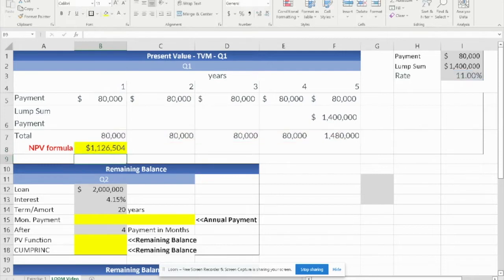And your answer is a net present value of receiving $80,000 a year for 5 years with a lump sum payment of $1.4 million equals $1,126,000 roughly. So that's the answer for question number 1.